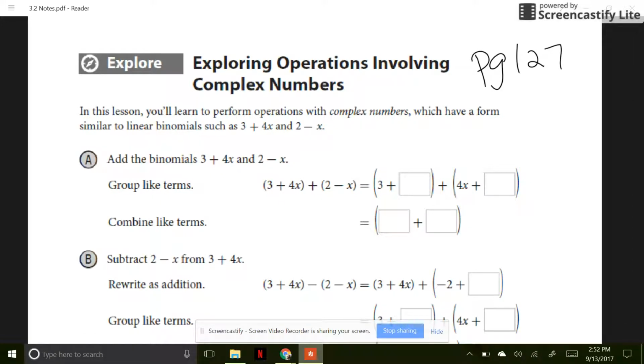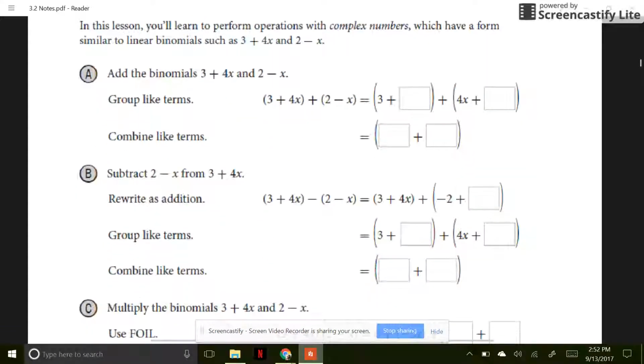So we're going to continue here in section 3.2, talking a little bit more about complex numbers, including the imaginary number. We're starting on page 127. In this lesson, we're going to learn to perform operations with complex numbers, which have a form similar to linear binomials, such as 3 plus 4x and 2 minus x. So how would we add those two binomials together?